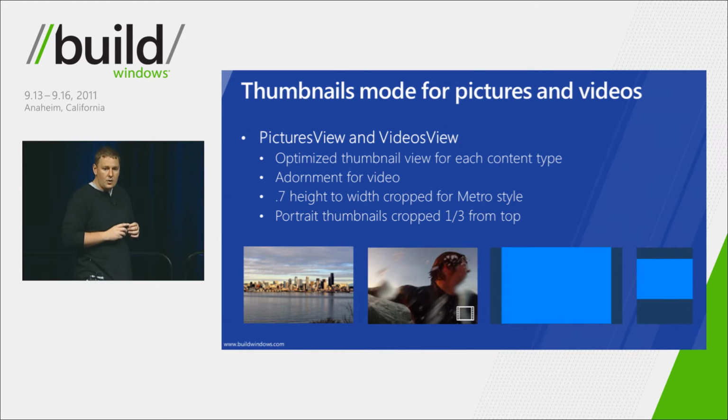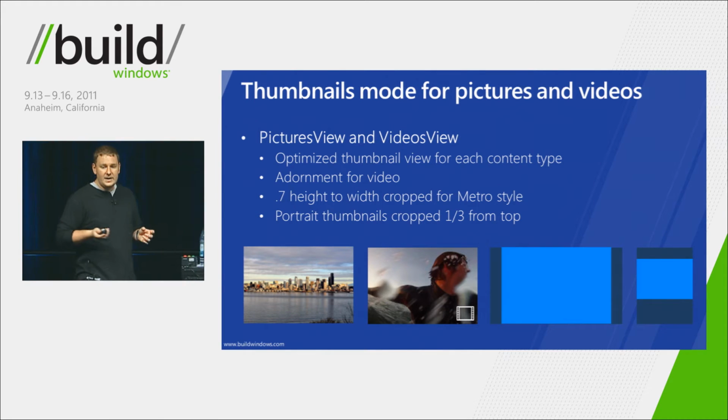So two thumbnail modes that are very similar, not surprisingly, are Pictures View and Videos View. This is all about rendering thumbnails for pictures and rendering thumbnails for videos, again optimized per content type. One of the first questions people ask when they see this is why have two? Well, we're planning for the long term. Video and photos could take different directions over time. So if your app is optimized for one, we want to continue giving that optimal experience release after release. So we want you to say, I'm all about videos, or I'm all about pictures.